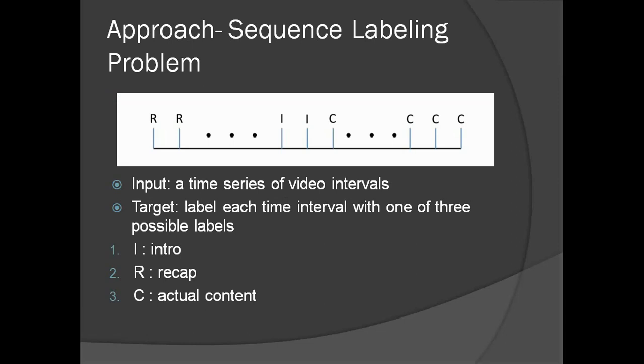Right now you can see an illustration of the sequence labeling for intro and recap detection problems. Each of the two consecutive blue bars represent a time interval of a title. The labels above demonstrate the type of the interval, where R represents recap, I represents intro, and C represents actual title content.